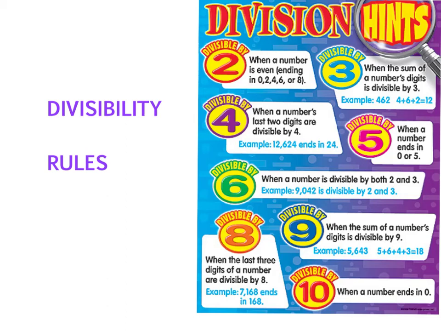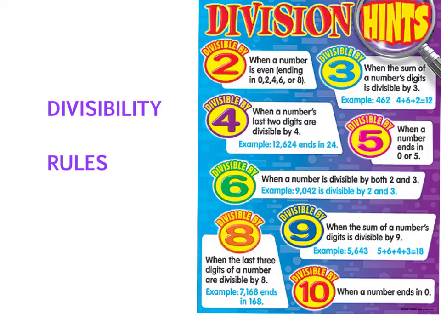Hi there. Today we're going to see divisibility rules. As you can see, the divisibility rules are for the 2, 3, 4, 5, 6, 8, 9, and 10. The hints that I'm going to give you to know what numbers are divisible by each one are the ones that you will have to remember during the year.